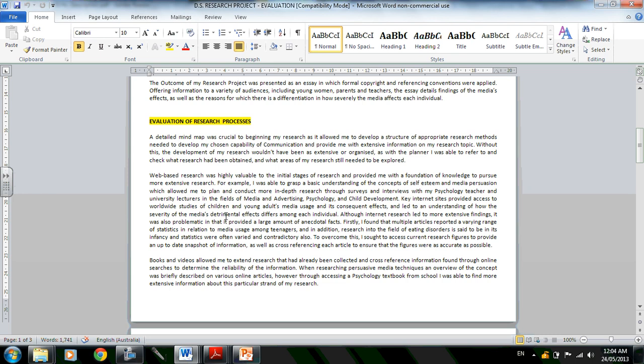She is explaining all the process, a detailed mind map, because she developed the structure. And then what else has she done? She has done web page research, initial stages, and then in-depth research and surveys, and then interviews with a psychology teacher and university lecturers in the field of child development. She wanted to do that.